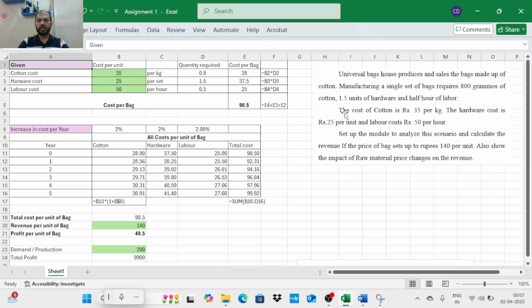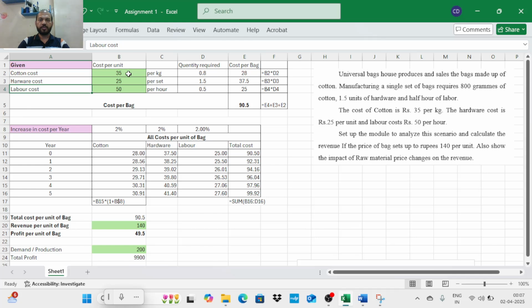We have an example with us. There is a Universal Bag House which produces and sells bags which are made up of cotton. It requires basically three cost components. One is cotton, second is hardware costs, and third is labor cost. They have given the prices of all these raw materials as well as the component of raw material which is required to produce one set of bag.